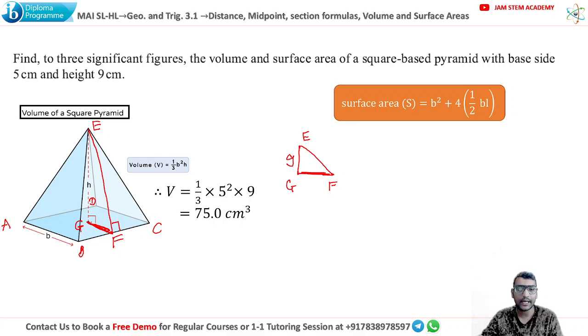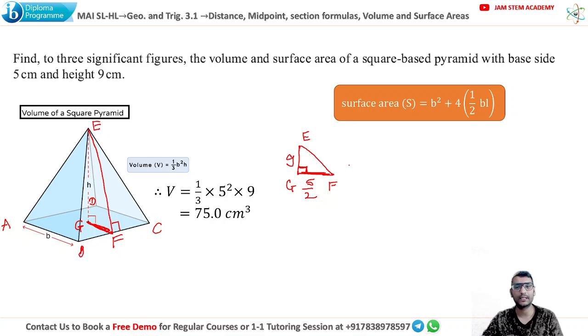This G is at the center of this square, right? So from G to F, it is nothing but half of the side length. So GF is 5 by 2. Now it's a right angle triangle. Now I can use the Pythagoras theorem to calculate the value of EF.